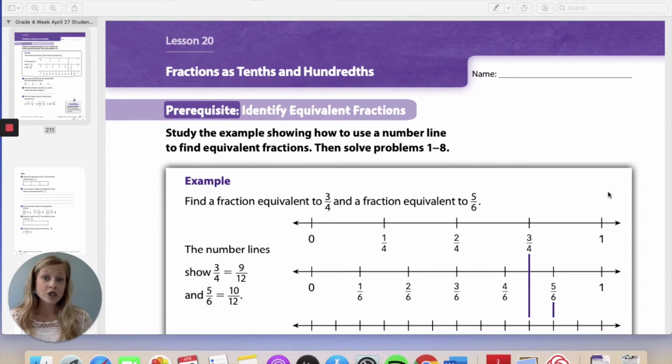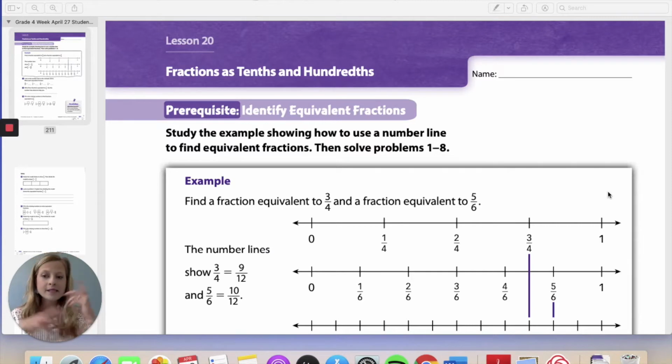So, just like I like to do every week, I want us to first review and revisit our prerequisite skill that we need to have an understanding of in order to be successful in today's lesson. And that prerequisite skill is that we can identify equivalent fractions. And just like every other week, we already learned this. You guys can do this. You already know how to do it. And I believe that we'll have the best success on this lesson together.